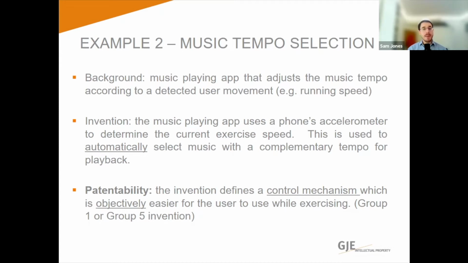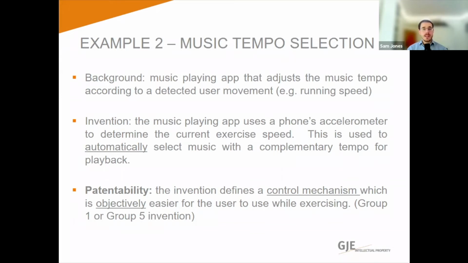And I think here patentability was obtained because the invention defines a control mechanism, and specifically a control mechanism for a music playing function of a phone. And this control mechanism is objectively easier for the user to use while exercising. And this is because the user doesn't need to look at the user interface. They don't need to press any buttons or give any voice commands or anything like that while they're exercising. They just do their exercise and the app is automatically choosing the correct tempo for them for their music.